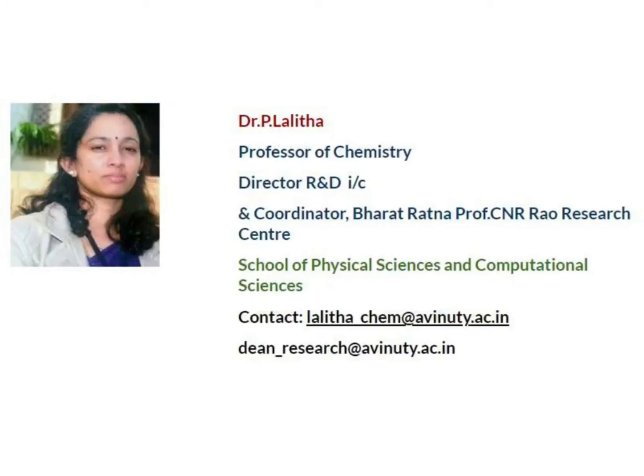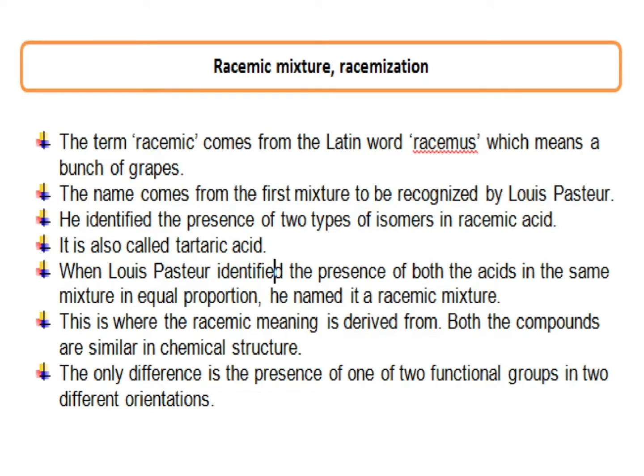In this podcast, we are going to see about racemization and what a racemic mixture is. The term racemic comes from the Latin word racemus. Racemus means a bunch of grapes. The name comes from the first mixture to be recognized by Louis Pasteur. He identified the presence of two types of isomers in racemic acid. Racemic acid is nothing but tartaric acid.